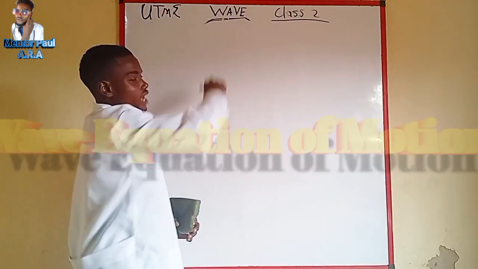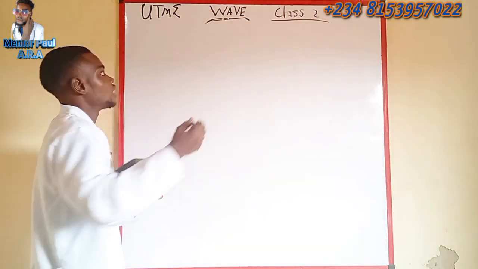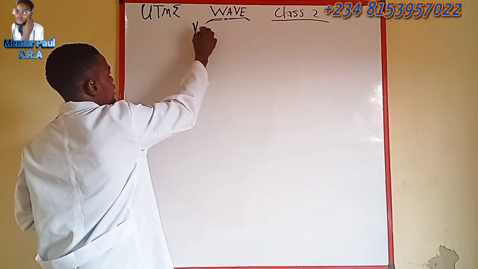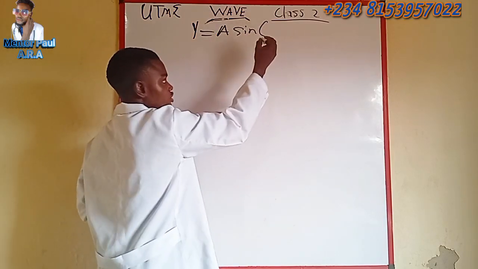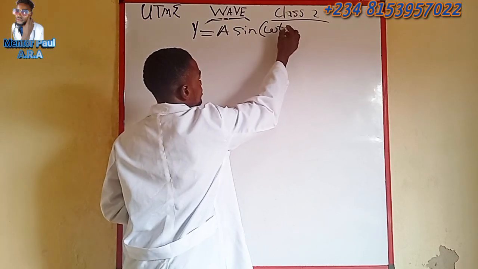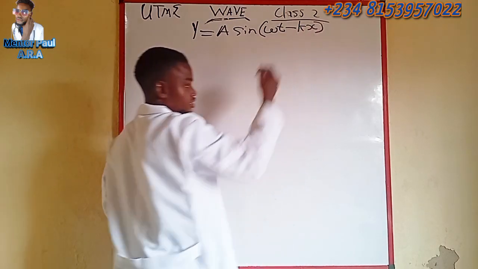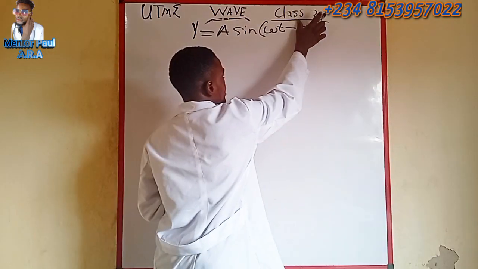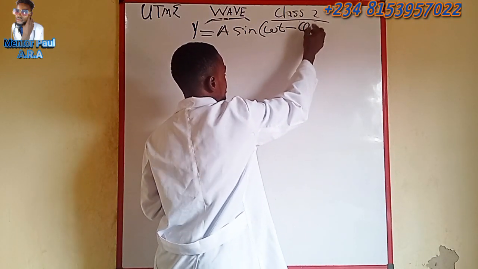Now look, this is what we have as wave. The general equation of wave motion, we have to state it out, is given by y equals A sine (ωt minus kx). We can also write it in another form, but for now we put it in this form.